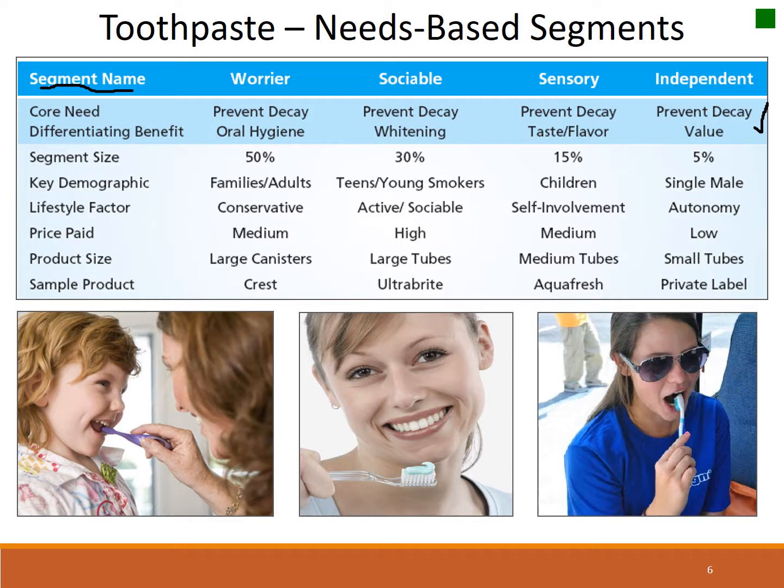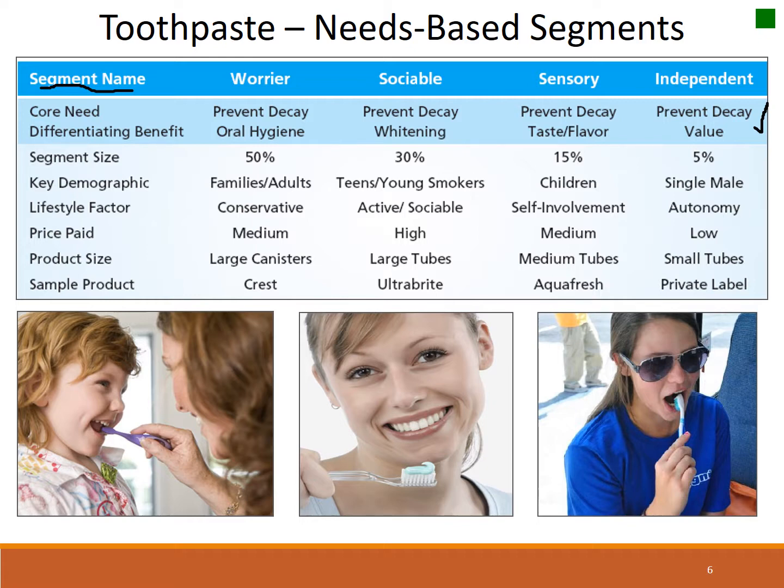So we have preventative decay, but a value brand consumer. We have, again, preventative decay here for sensory, but they're also worried about taste and flavor. We have whitening. Again, preventative decay is their primary need. And then we have oral hygiene for the warrior. So they all have this underlying need of preventative decay. I mean, everybody wants to have healthy, safe, medically safe teeth, but then there are additional needs that separate people.